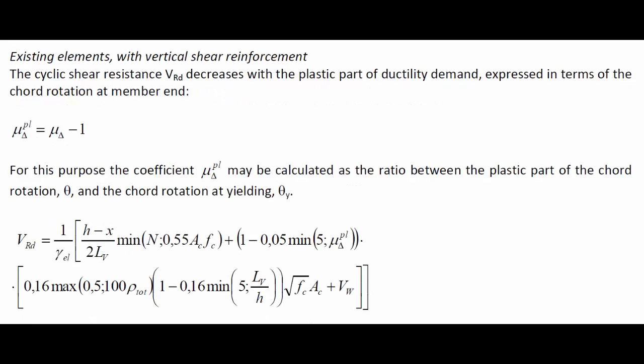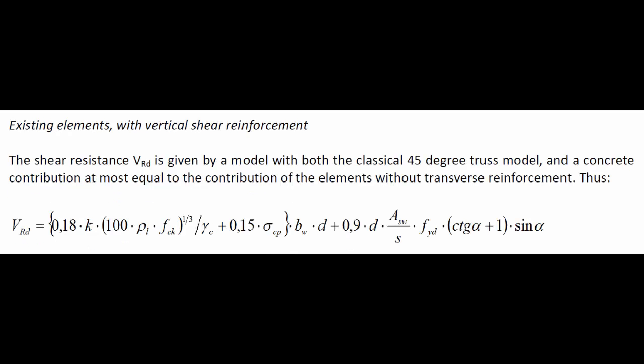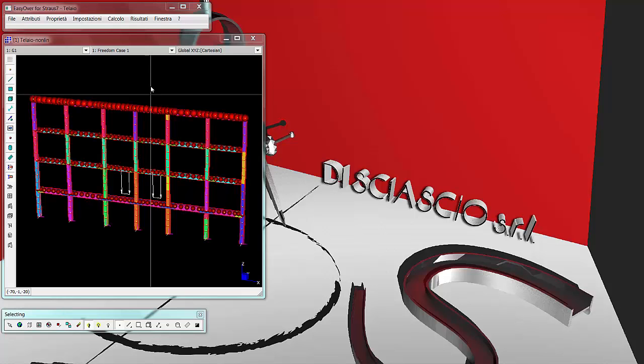For existing buildings, the model proposed by Biskinis et al., used in Eurocode 8 Part 3, and the model with both the classical 45-degree truss model and a concrete contribution at most equal to the contribution of the elements without a transverse reinforcement, as stated in the Italian circular number 617 of the 2nd of February 2009.